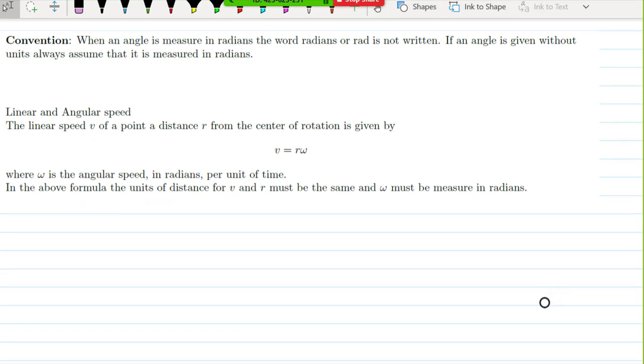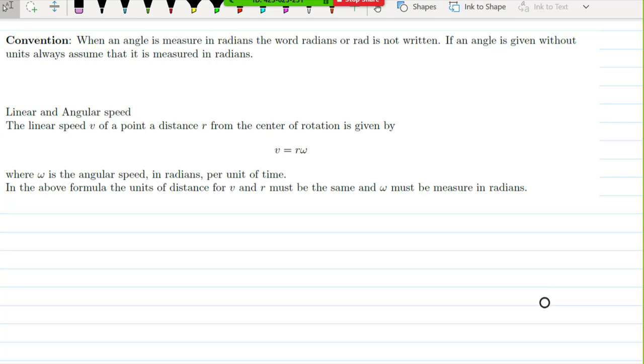So here's our convention. When an angle is measured in radians, the word radians or rad is not written. That is, if an angle is given without units, we always assume that it's measured in radians. So if somebody gives you an angle but they don't put the degree symbol on it, then we assume that that is measured in radians by default.